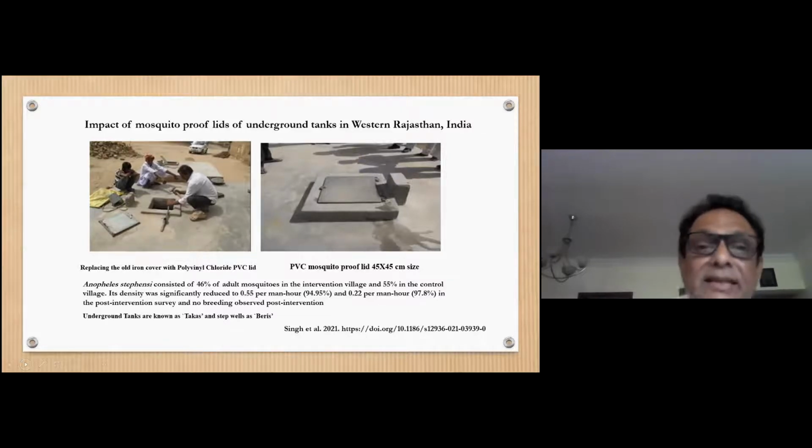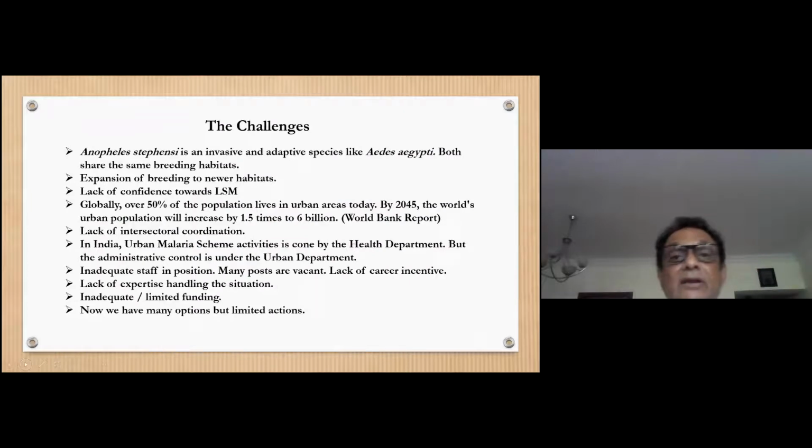And next slide, please. I will tell you why it cannot work. What are the challenges? Stephensi is an invasive anthropophilic species. Everybody knows Anopheles stephensi. Both share the same breeding habitats. There is expansion of breeding into newer breeding habitats; it was not restricted to one place but going to other areas. There is a lack of confidence toward LSM, because we don't believe that it will work.